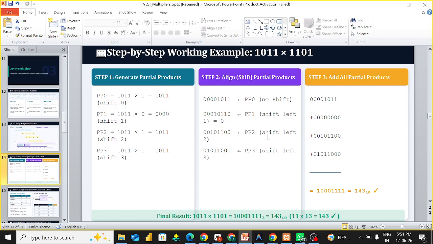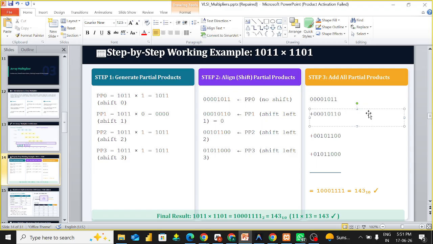For the third partial product there will be 2 positions shifted, so we added 2 zeros. For the fourth stage, 3 zeros. If you add this, the addition will somewhat look like this, right? So if you add all of this, 1 0 1 1 0, this is what it looks like, right?